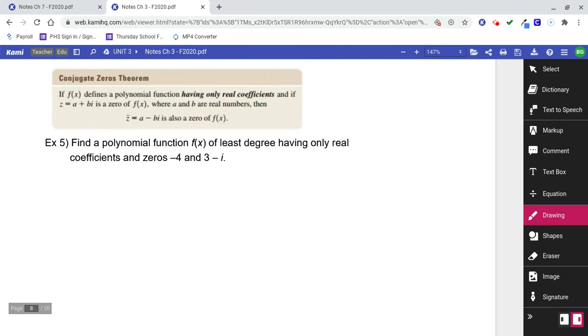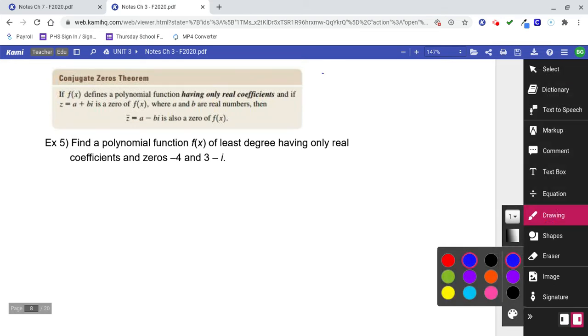The conjugate zeros theorem says if you have one imaginary solution, then you have a second imaginary solution, the conjugate. So check out what that means. The implication is this. If you know 2 plus 3i is a solution, then you automatically know 2 minus 3i is a solution. If you know 5 minus 4i is a solution, then you automatically know 5 plus 4i is also a solution.